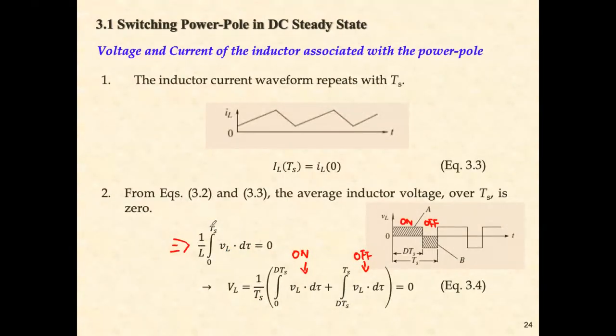For this term, we can expand into two switching intervals. The first one is the on interval and the other one is the off interval. The result is equal to 0, because we consider that in DC steady state.